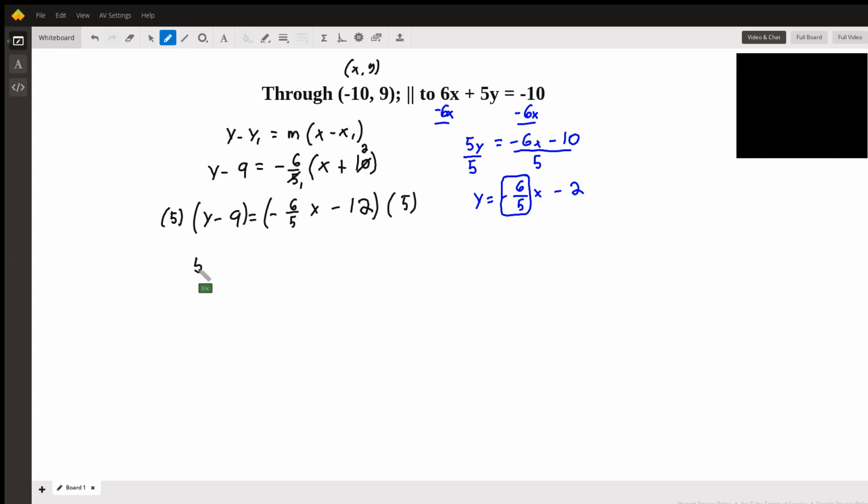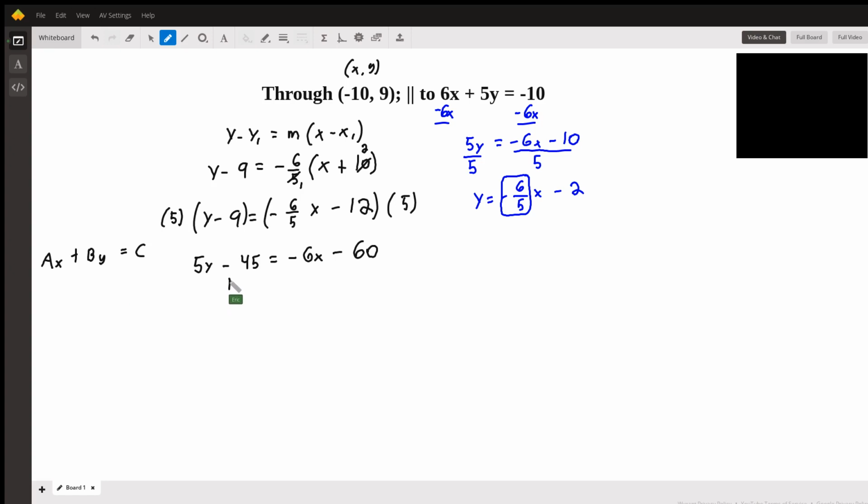That's going to give us 5y - 45 = -6x, because when we have -6/5 times 5, the 5's cancel. And -12 times positive 5 is going to be -60. Now, in standard form, just as a quick review, it's ax + by = c, where a, b, and c are integers, and a, the coefficient of the x term, must be positive.